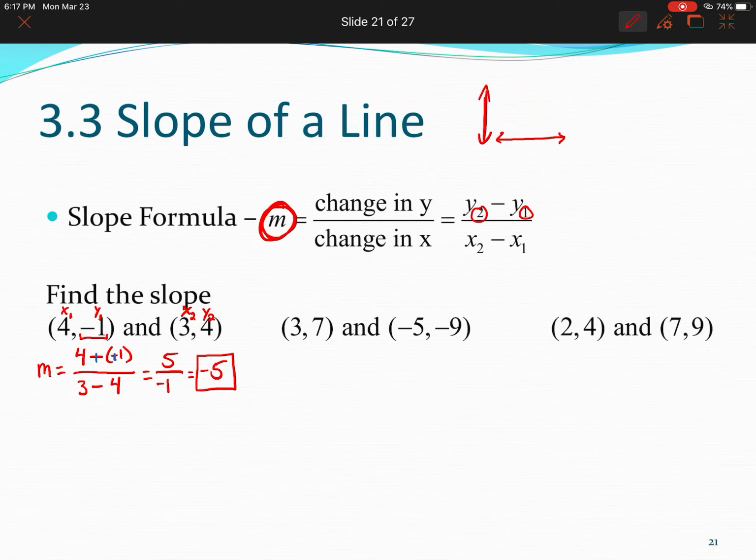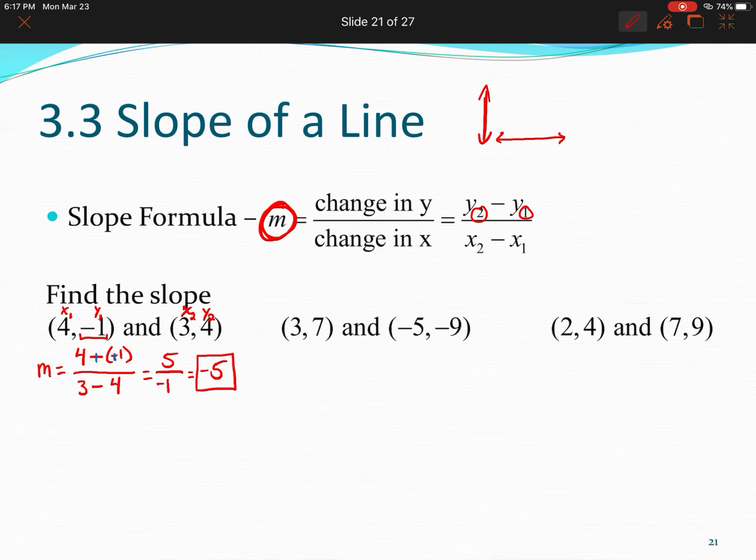Now, finding the slope is great. But I think, in my opinion, it is a really good practice to begin to think about what this slope means, and to be able to, in your mind, get a mental picture of it. When I say this line has a slope of -5, you should be able to picture what that line is going to look like.